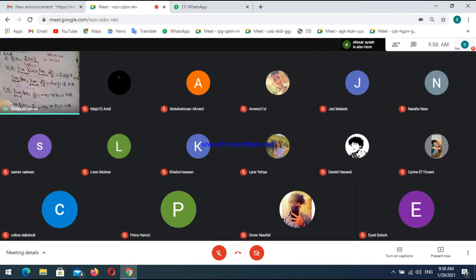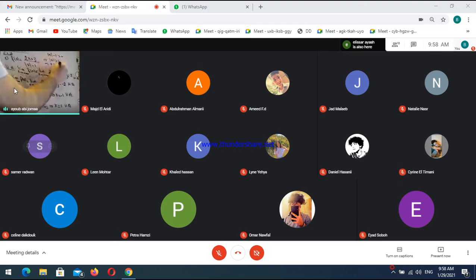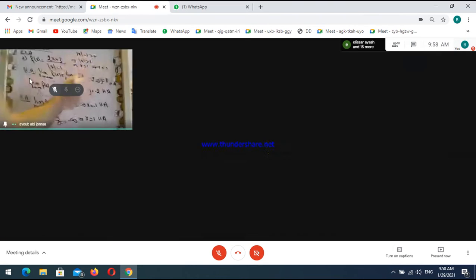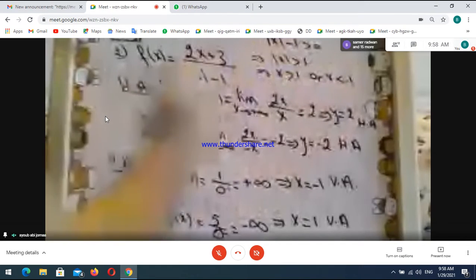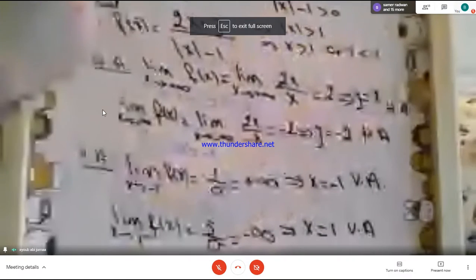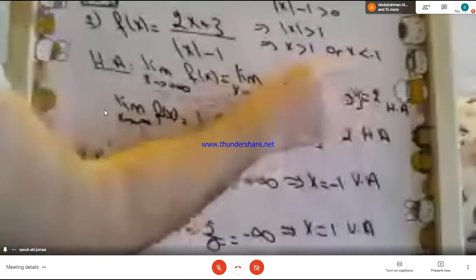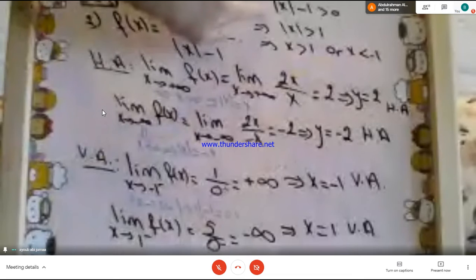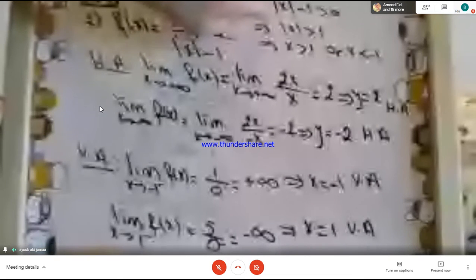And if you know how to solve absolute value inequalities, then x is greater than 1 or x is less than negative 1. So if x is greater than 1 or less than negative 1, this expression will be positive.